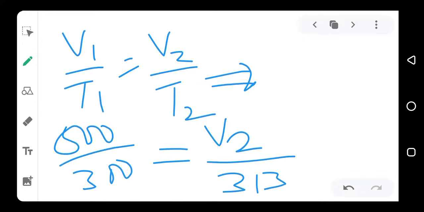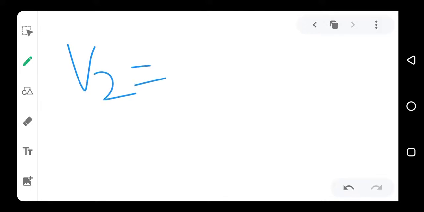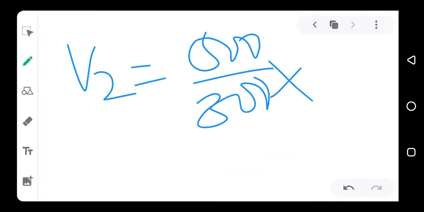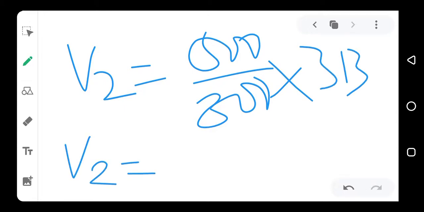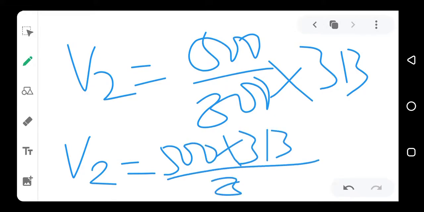If we want to make it the subject of the formula, we take this one to this side, leaving only the V2. If it is going to this side, it is division here; if it is coming to this side, it becomes multiplication. And so we have that V2 is equal to 500 over 300 multiplied by 313, which will give us that V2 is equal to 500 multiplied by 313, everything over 300.